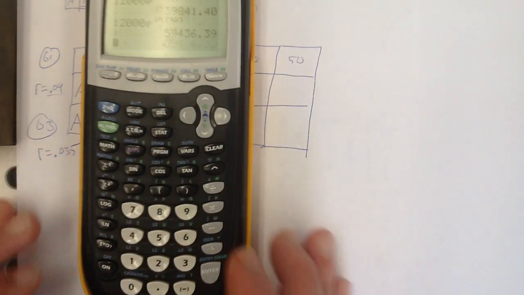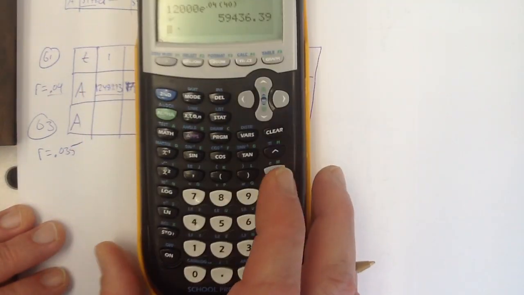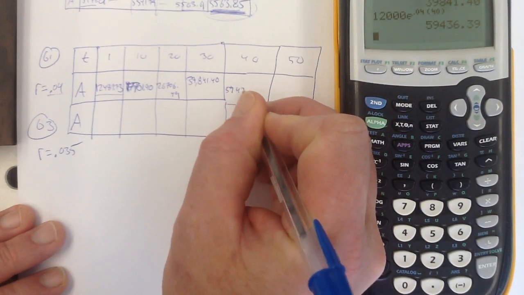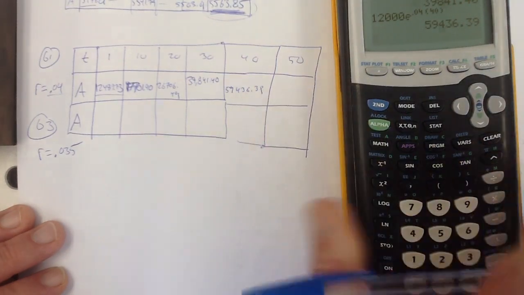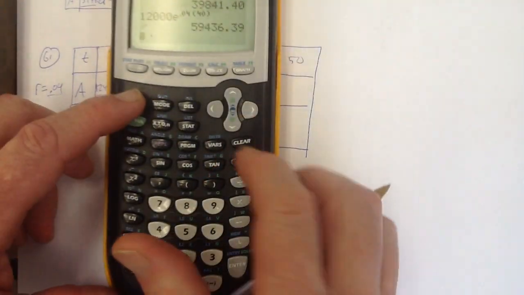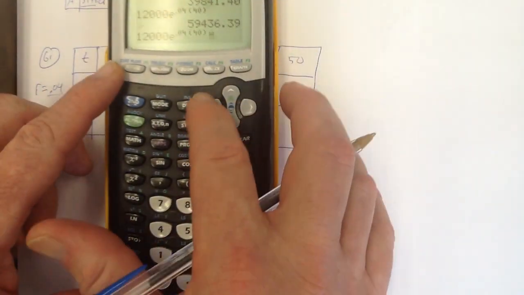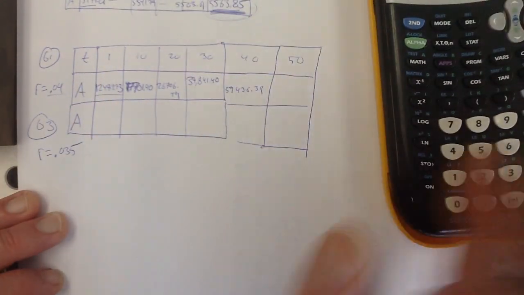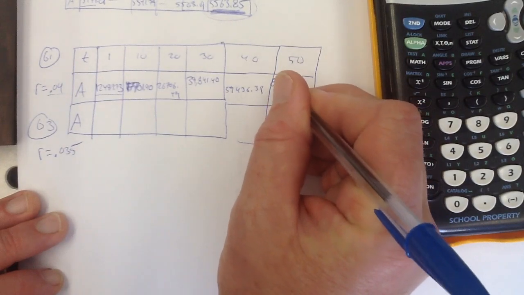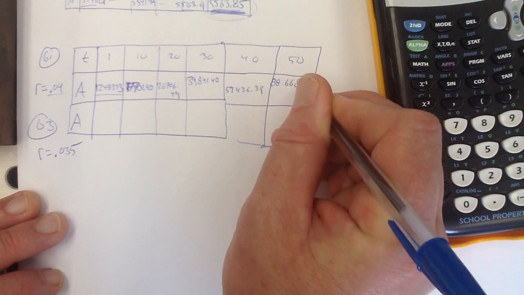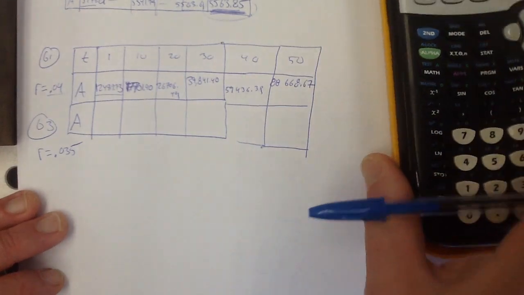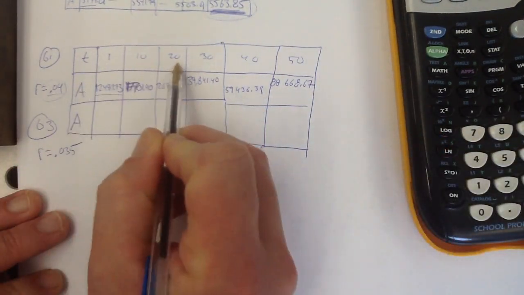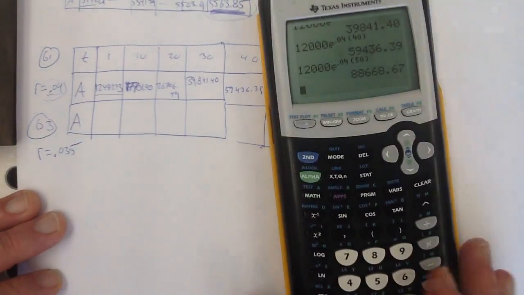40 years. And it's going to be $59,436.39. And last, for 50 years, $88,668.67. There you go. So that's compounded continuously at 4% for different amounts of time. That's what we did in that table.